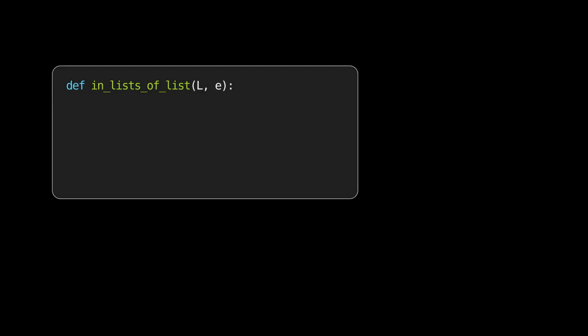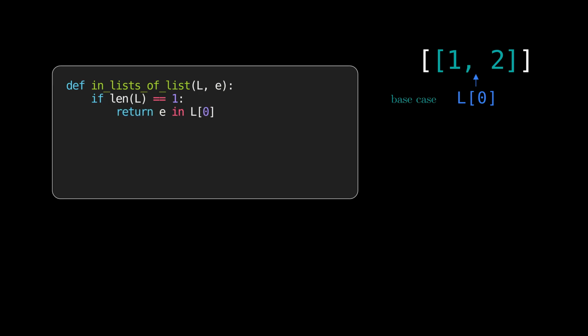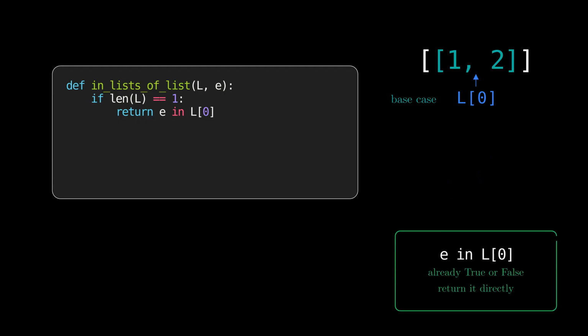Build the answer from the same two cases. In the one-element case, the length of L is equal to 1, so L holds exactly one inner list. L at index 0 is that inner list, and the answer is whether E is in L at index 0. There is no need to write an if that returns true and an else that returns false. E in L at index 0 already evaluates to a Boolean, so return it directly.